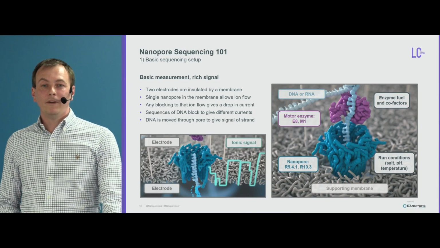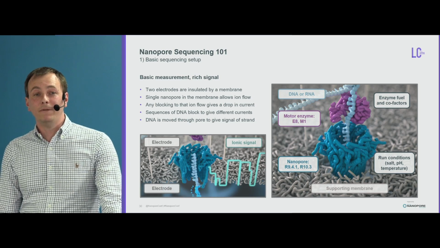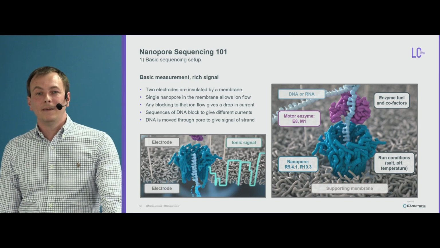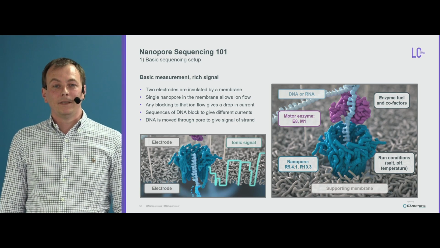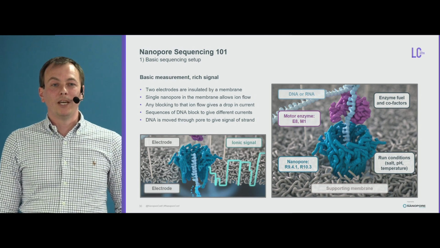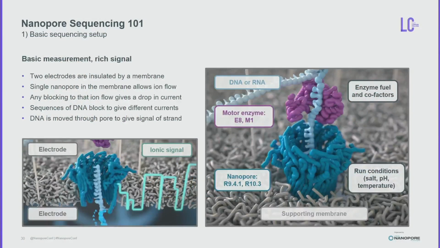So the first thing I want to talk about is the nanopore itself. It's a really exquisite sensor. It has the ability to distinguish really small changes. And to make a measurement through that nanopore, we have to set up the system. So we have an electrode above and below the nanopore, and we insulate that in a membrane so that the only current you see flows through that nanopore.